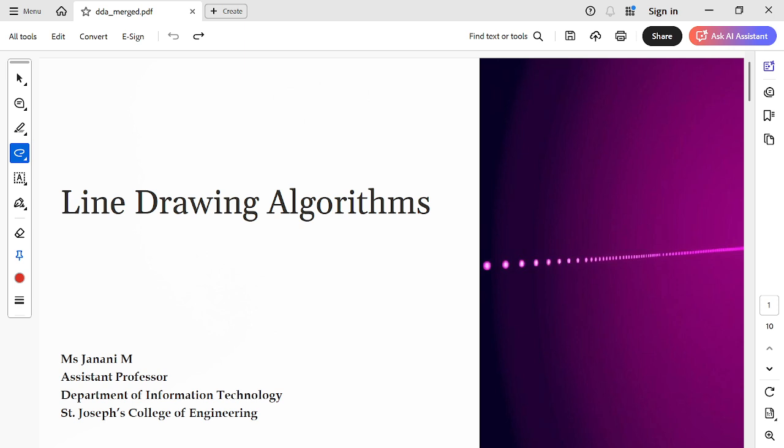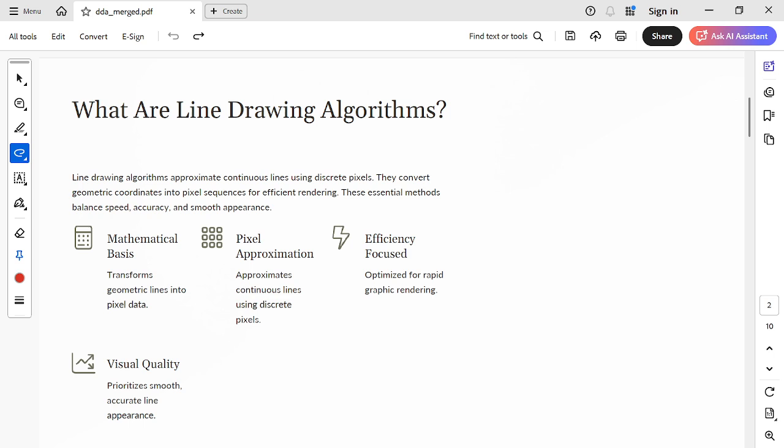Before we dive into the actual algorithm, let's understand why we even need a line drawing algorithm in the first place. In mathematics, a line can be defined using an equation like y equal to mx plus c, and it can be infinitely precise. But in computer graphics, things are different. We are working on a screen that is made up of a grid of tiny squares called pixels.